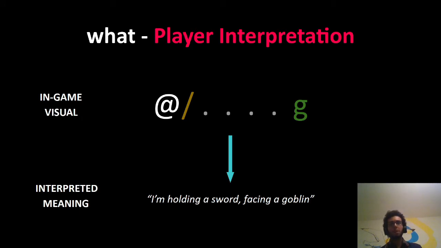So, what's player interpretation? Well, in the 20th century, people used to play games in what was called console mode, where instead of the fancy new graphics that we have today, they used to represent things on screen with keyboard characters. So something on the screen that looks like an @ with a slash and a green G will be interpreted by the player as: I'm holding a sword and 5 meters to the right there's a goblin. This step is what I call player interpretation.